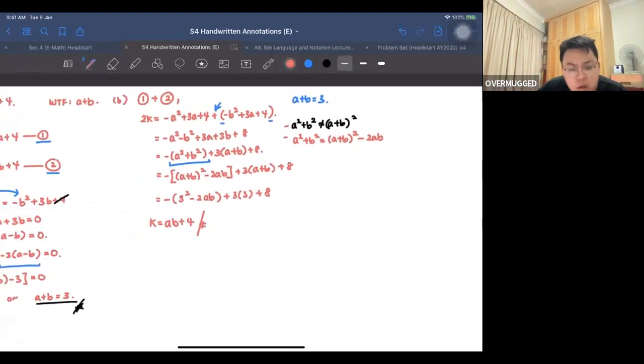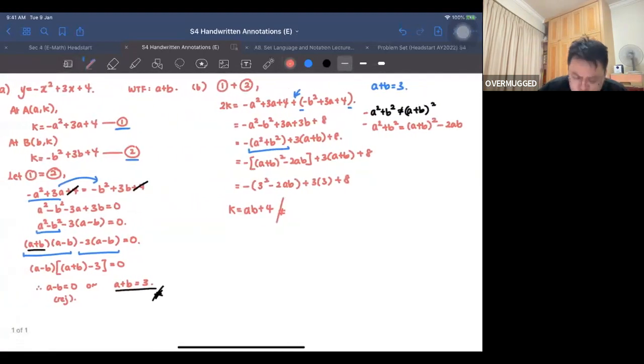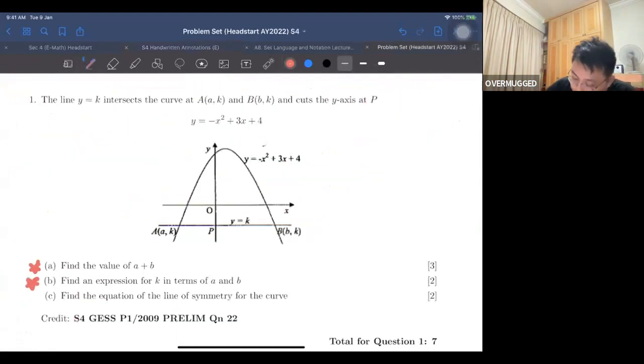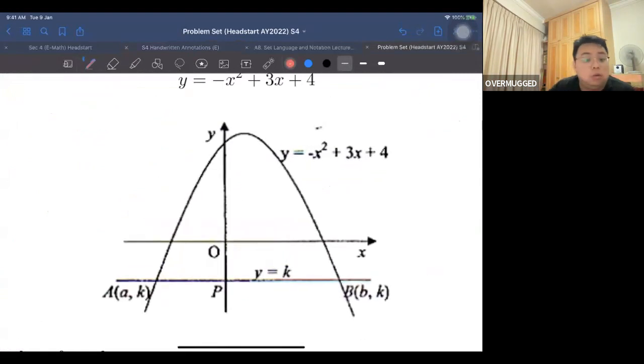Okay, I received a question. Someone asked, why is it that a cannot be equal to b? If you look at your graph very carefully, sorry, I'll move into the graph for a while. If you look at the graph, clearly a is not equal to b because these are x coordinates.